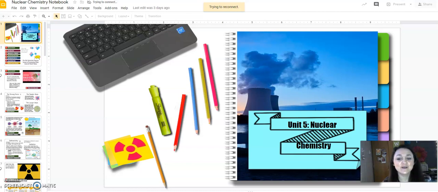Hey guys, today we are talking about your new digital notebook, Nuclear Chemistry. Okay, so nuclear chemistry seems like a complicated term, but actually we use it every day, especially in our area of the country. Nuclear energy provides us with all the power that we have. So we're going to learn about how that happens, the benefits of using nuclear energy, and the drawbacks.